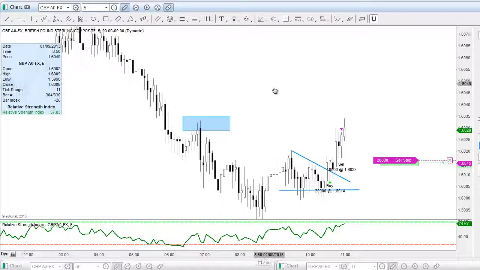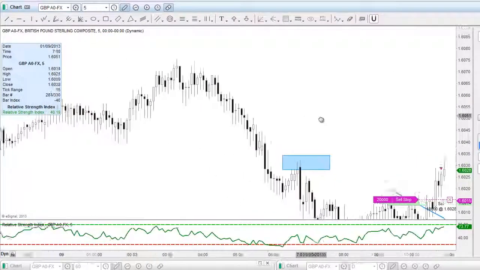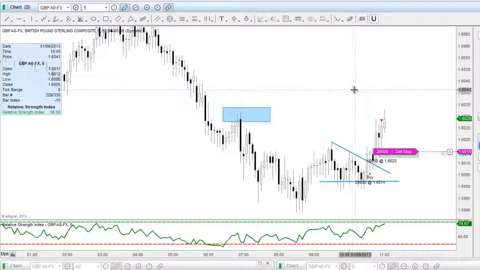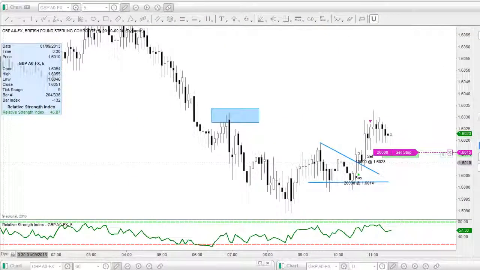But there is certainly the potential that if we get above this structure point, we may run all the way back up to 60.72s. So let me just pause the video one more time, and I'll come back and show you guys how the trade turned out. All right, people, it's now 11:31, and we've come back up. We're almost where I took profits before.